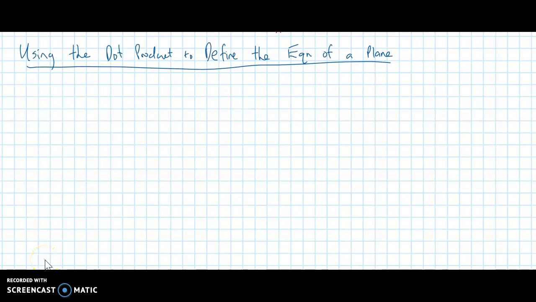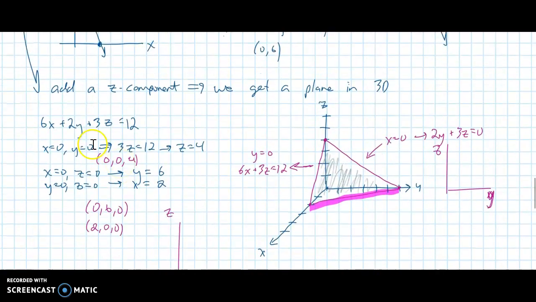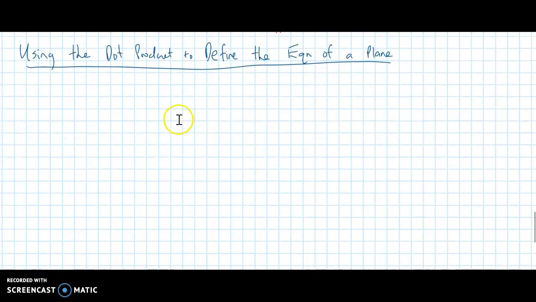In this video, I'm going to show you how we use the dot product to come up with the equation of a plane. Previously, I told you that it's this form right here, 6x plus 2y plus 3z equals 12: something times x, something times y, something times z equals something. Here, I'm going to show you why that is true. So if that why is important to you, then this is an especially important video.